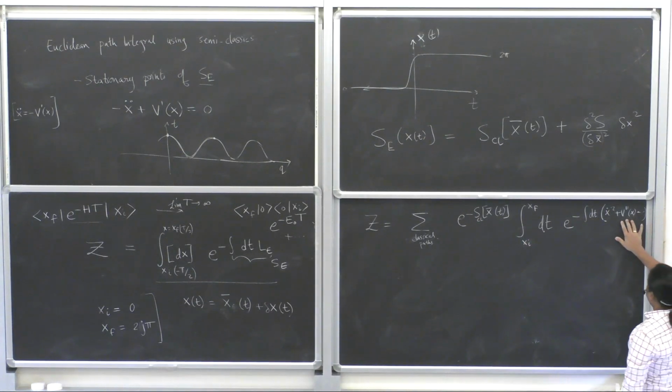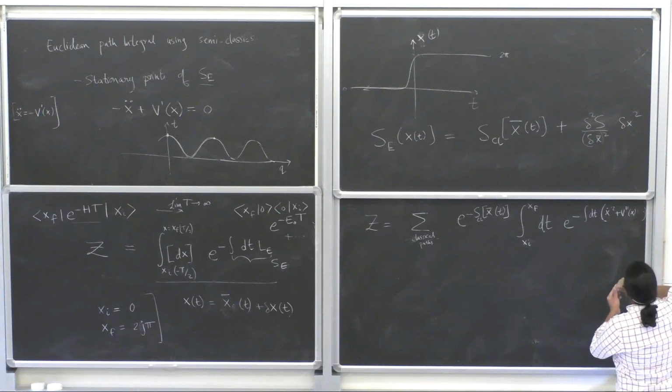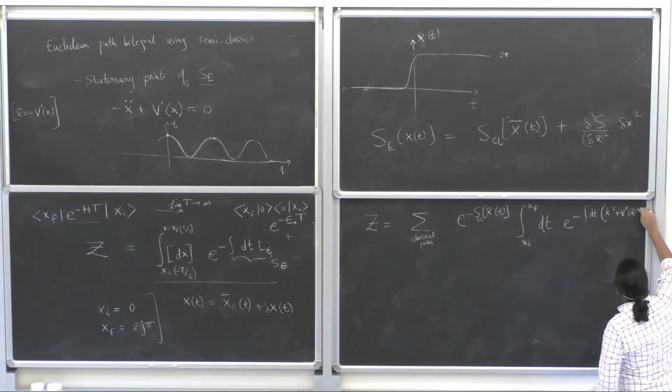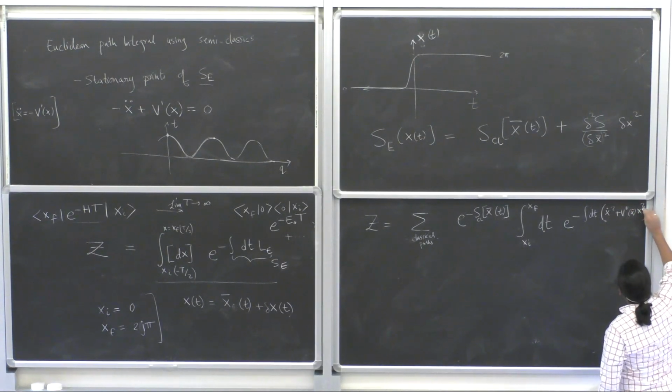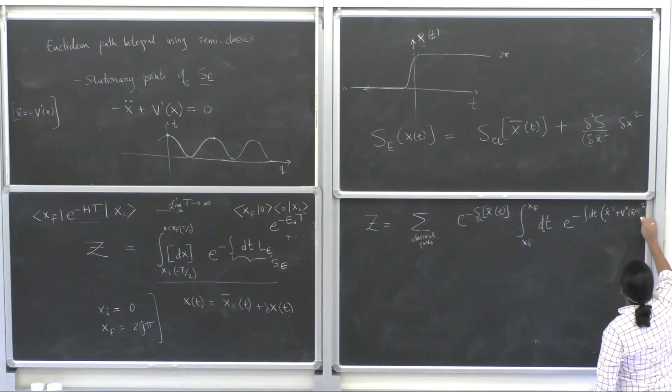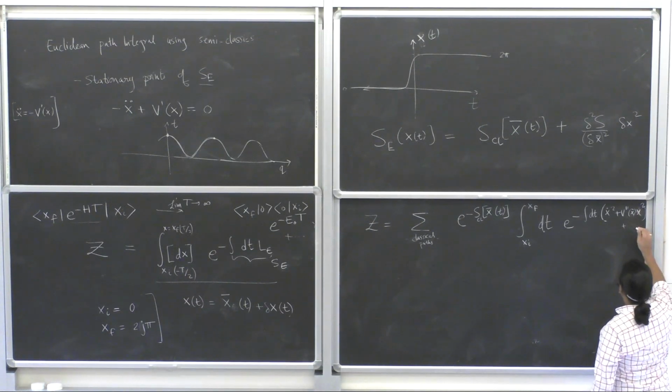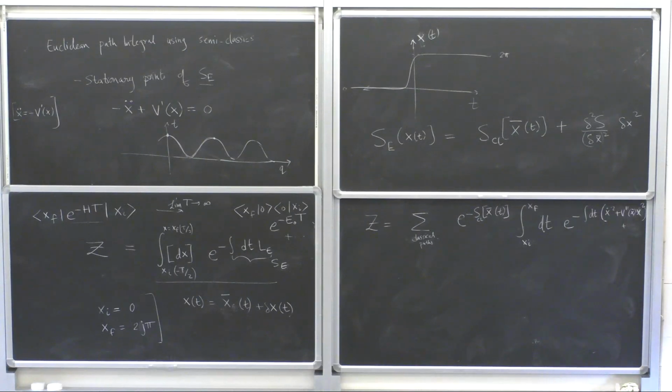Okay, and so we can expand the potential to quadratic order for small fluctuations, and then there'll be higher order terms like x to the fourth, x to the sixth, and so on, and we can use perturbation theory to do this path integral for the fluctuations.